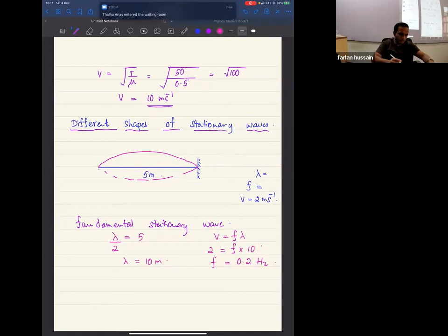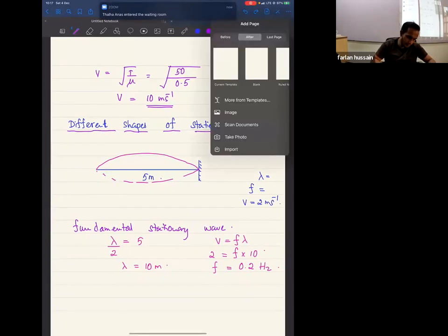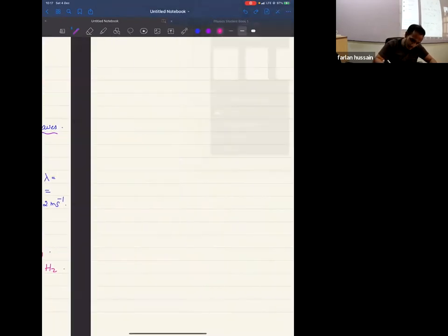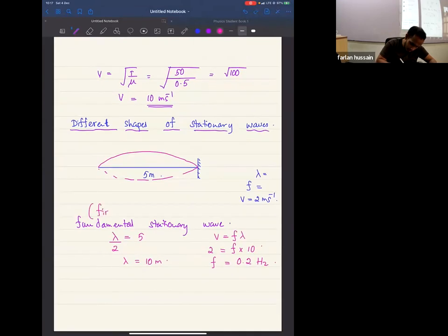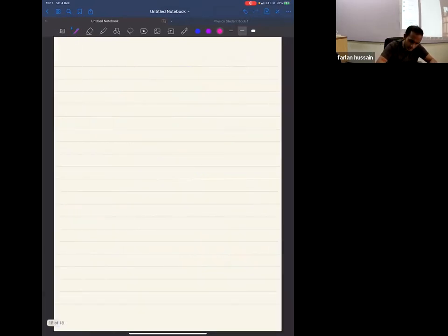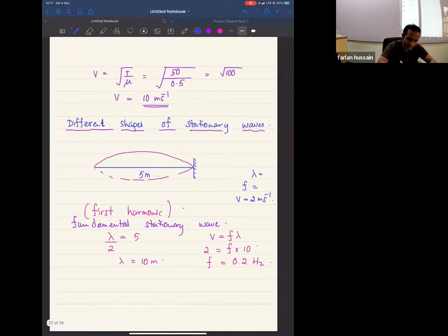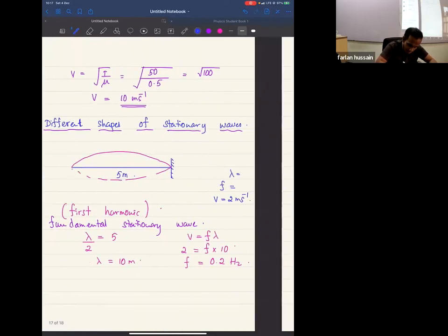Understood? We call this the fundamental stationary wave, or the first harmonic. The next possible case that we can have is this one. The same string, we can have a stationary wave like this, with 2 loops. Here it was 1 loop, now with 2 loops.